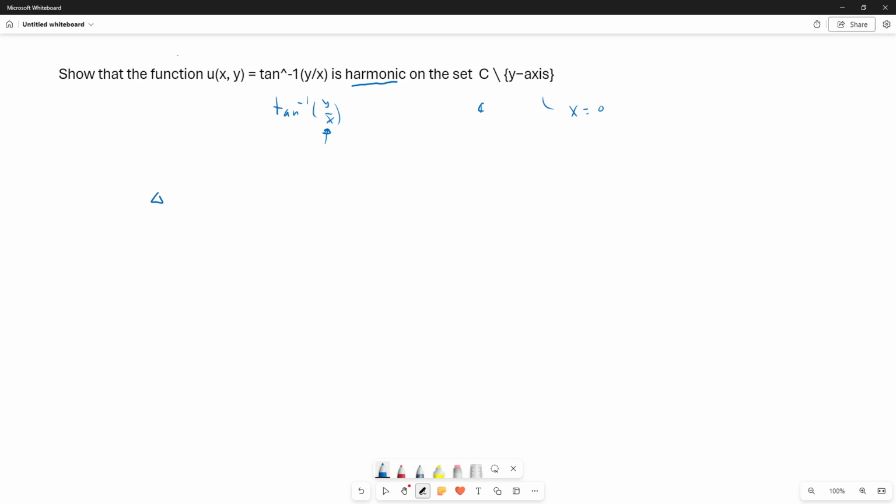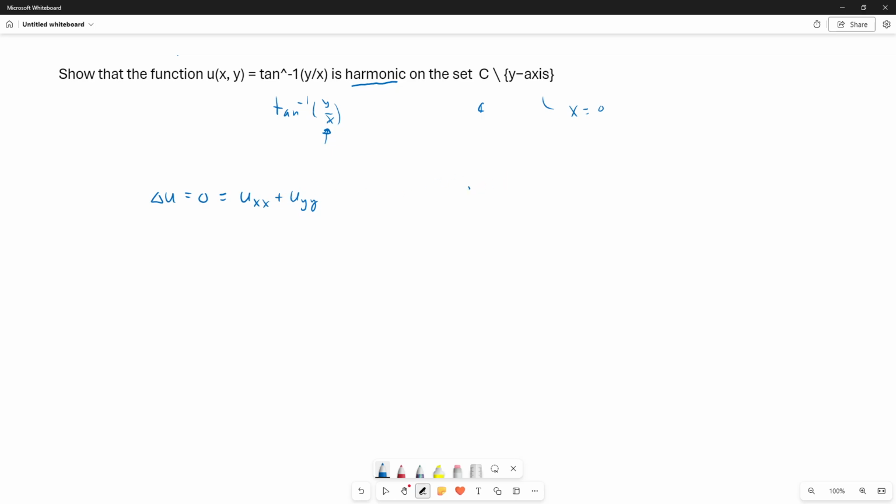which means that the Laplacian of u is equal to 0, and the Laplacian of u is the second pure partial derivative with respect to x plus the second pure partial derivative with respect to y. So we have to take some second derivatives of this function.